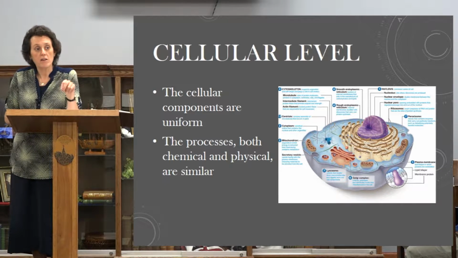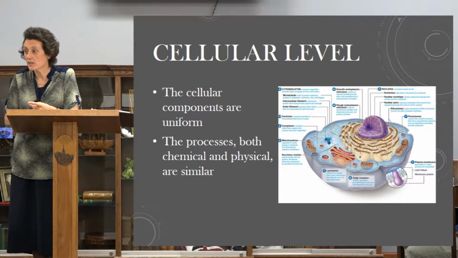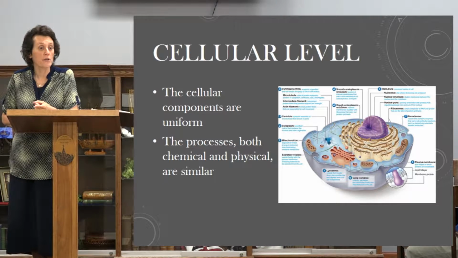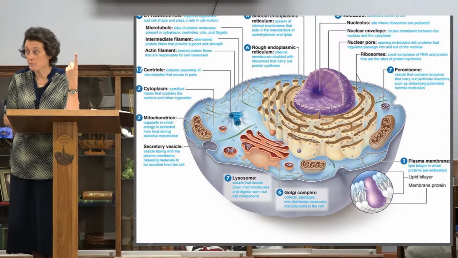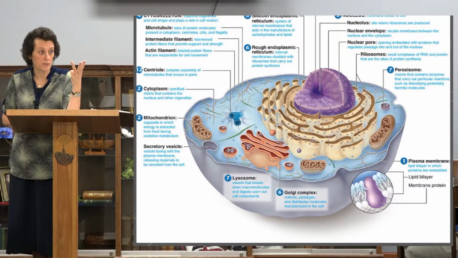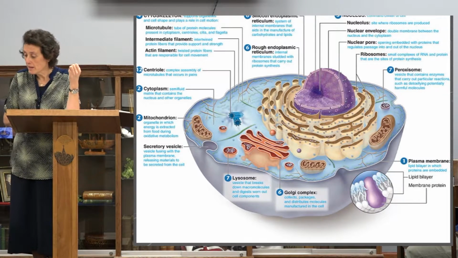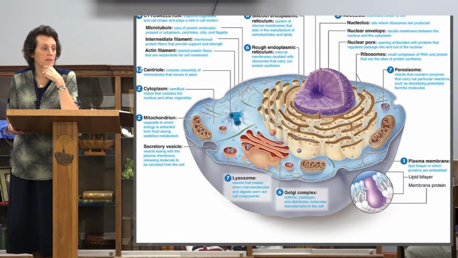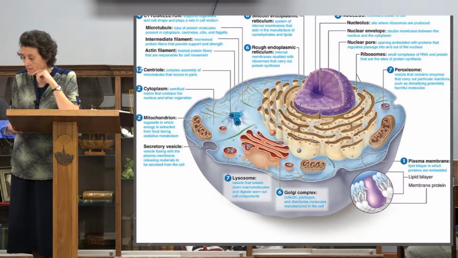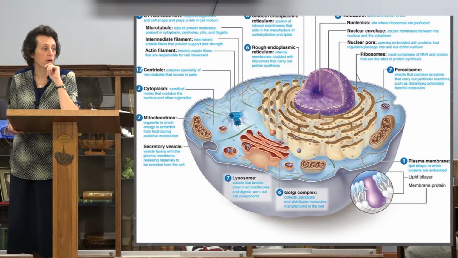So are living things fundamentally the same? Yes. They're fundamentally the same on a cellular level. Their cellular components are uniform. What are they? Plasma membrane, nucleus, cytoplasm. Let me take that same diagram and blow it up a little bit. You can see the nucleus. And this is an animal cell, so we have a nucleus and a nucleolus. The nucleus in all cells contains the DNA. That's across the board. Cellular components are uniform.